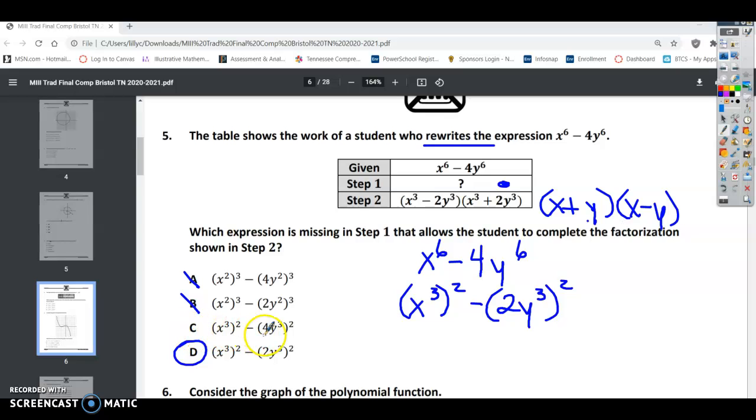And then for C, 4 squared is 16, and we just have 4 here. So C cannot be correct because they did not change the 4 there. So the correct answer for number 5 is D.